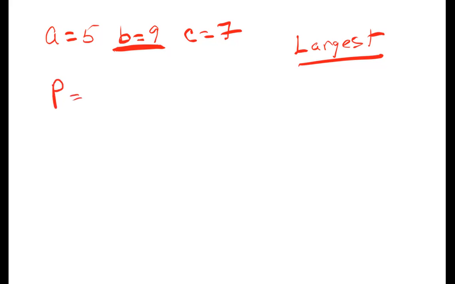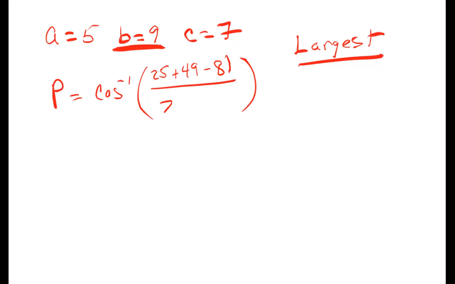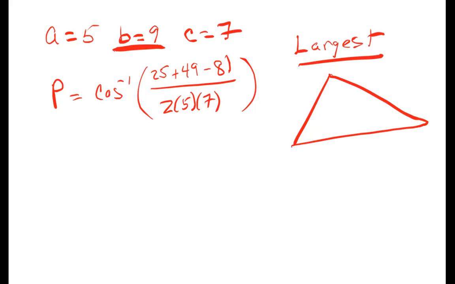Angle B is going to be cosine inverse of A squared plus C squared minus B squared over 2 times A times C. I did some of the squaring in my head, but you don't have to if you don't want to. Then it's just a matter of finding that angle by plugging in what you have. I want you to do that.